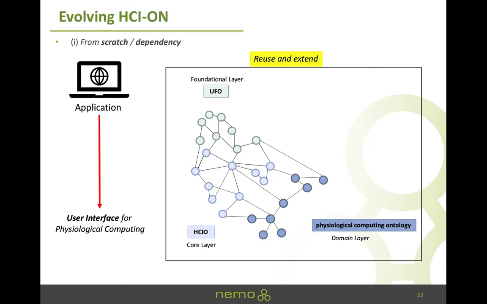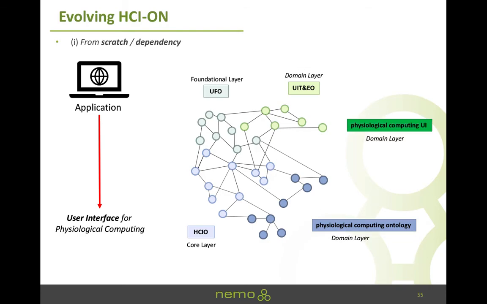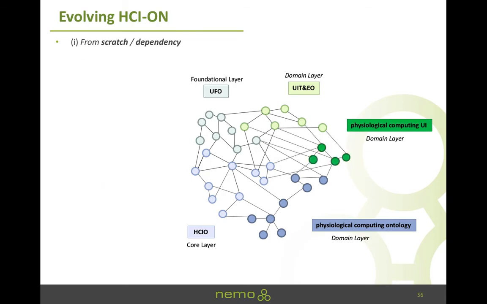Here is another example, but now using domain ontologies. Imagine that now we need to talk about user interfaces for physiological computing. So the physiological computing user interface ontology just needs to reuse and extend the network conceptualization. So now we have a new ontology and the application can use it.